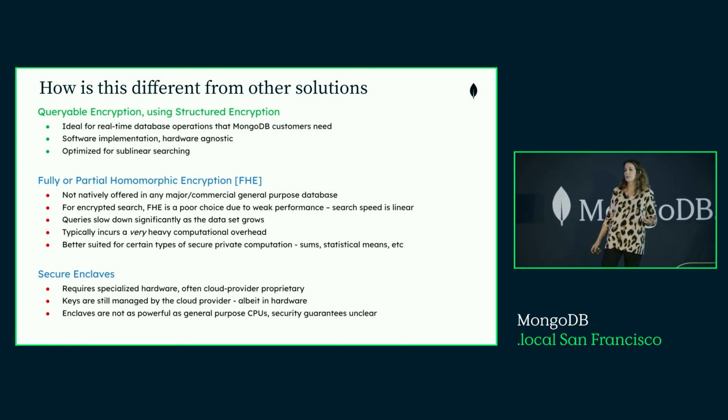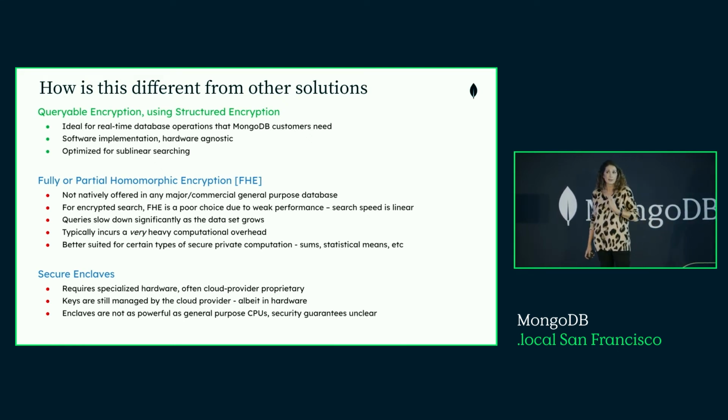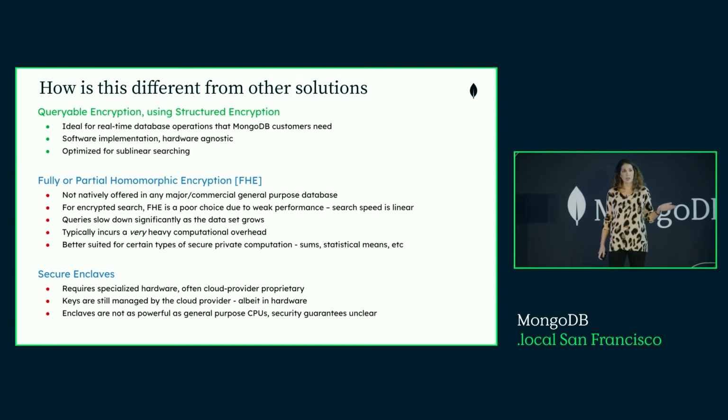Homomorphic encryption is the one that has the most performance implications. It is not natively offered in a general purpose database. It is actually very slow for something like encrypted search, because it requires essentially a full table scan and then computation on top of it. So it is very well suited for arithmetic operations and things that don't need to be returned in real time. But for something like a real-time encrypted search, it's a pretty poor solution.